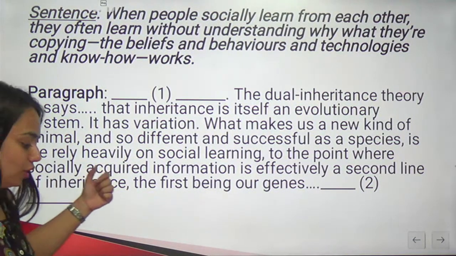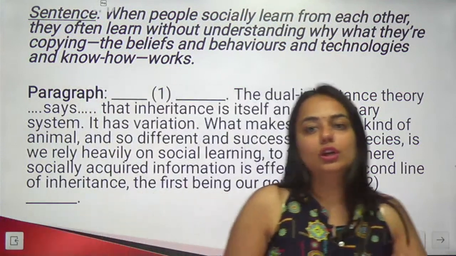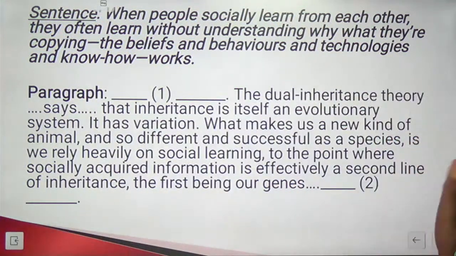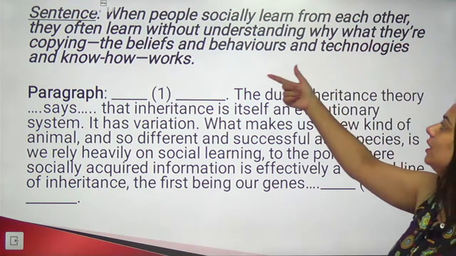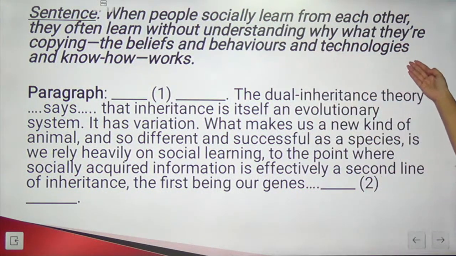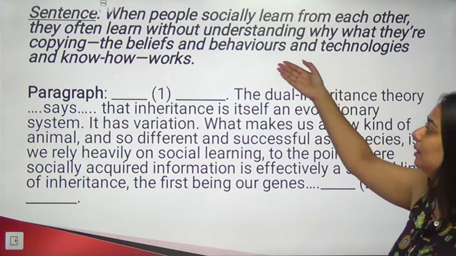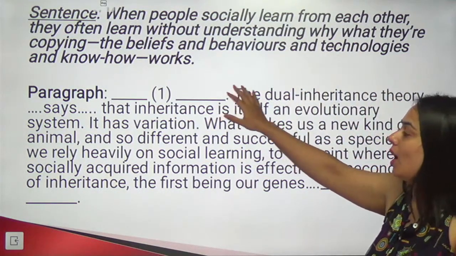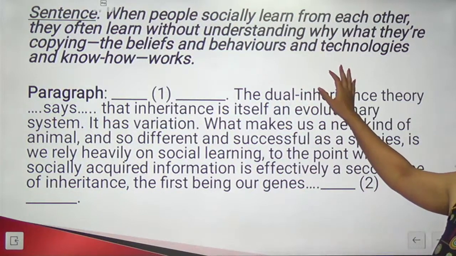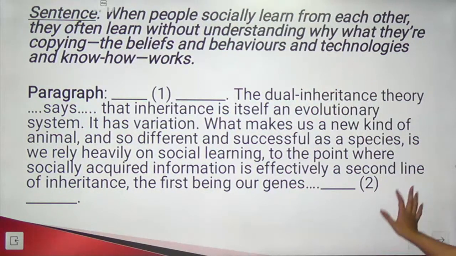This is from CAT 2022, slot 3. When people socially learn from each other, they often learn without understanding why what they are copying, the beliefs, the behaviors and the technologies, works. Read it again and understand it. Then we will read the passage.